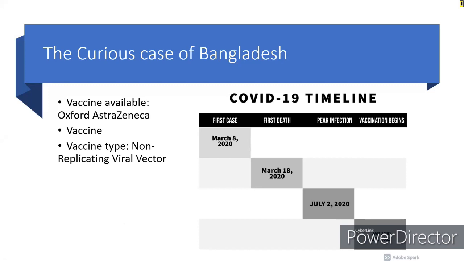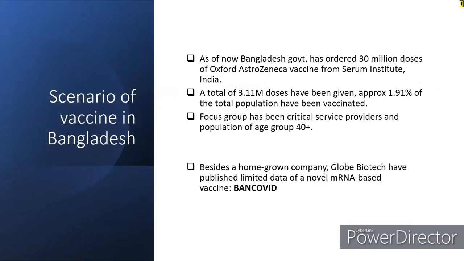The infection rate has been coming down since the end of last year, and vaccination against the virus began on January 8, 2021. Let's have a detailed look at the vaccination situation in Bangladesh. As of today, Bangladesh has vaccinated 3.11 million people, roughly 1.91% of the total population.